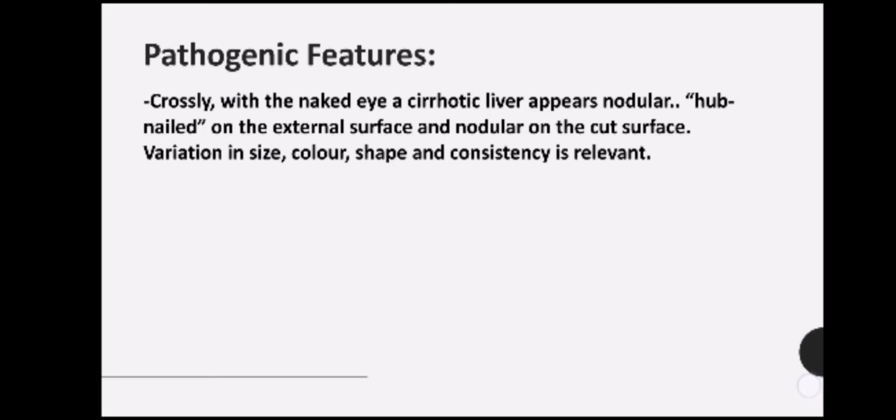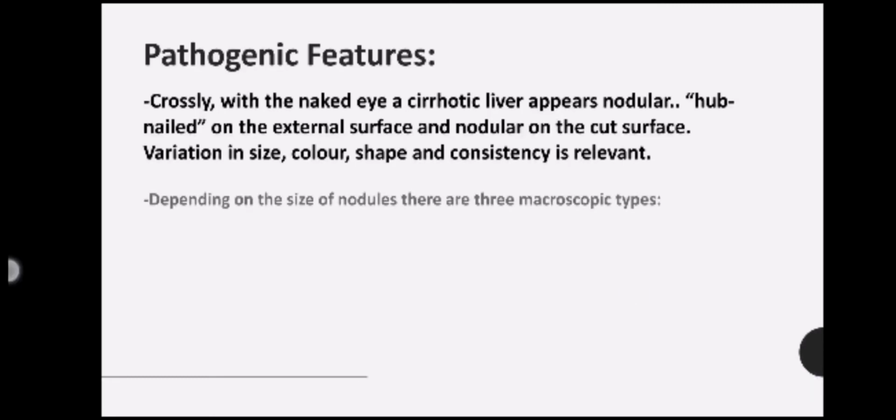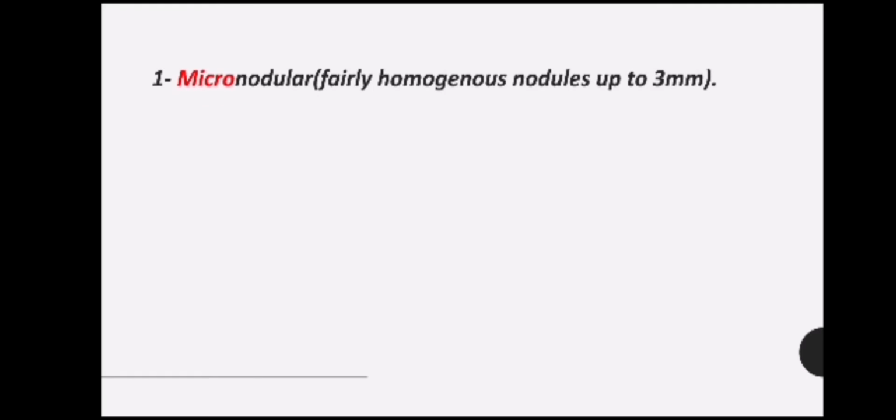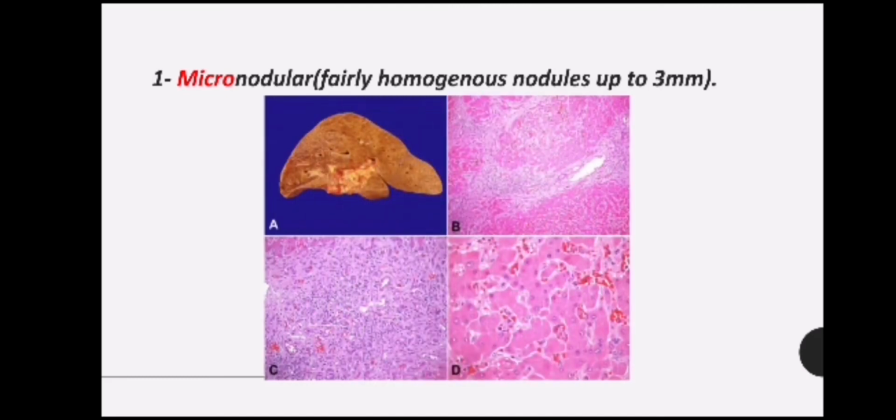steatosis. Now let's get to know the three macroscopic types of cirrhosis depending on the size of nodules. Micronodular cirrhosis, or what is called portal cirrhosis, has small regenerating nodules up to or under 3 mm, separated by thick fibrous septa, as encountered in alcoholic cirrhosis and malnutritional cirrhosis. Here in picture A, we can see a gross appearance of the liver showing micronodular cirrhosis.